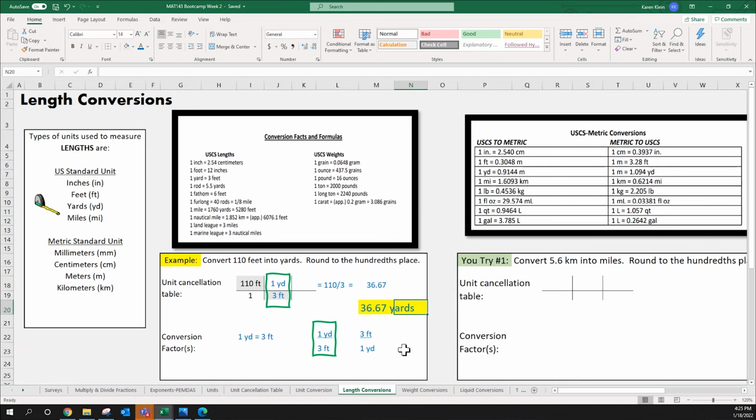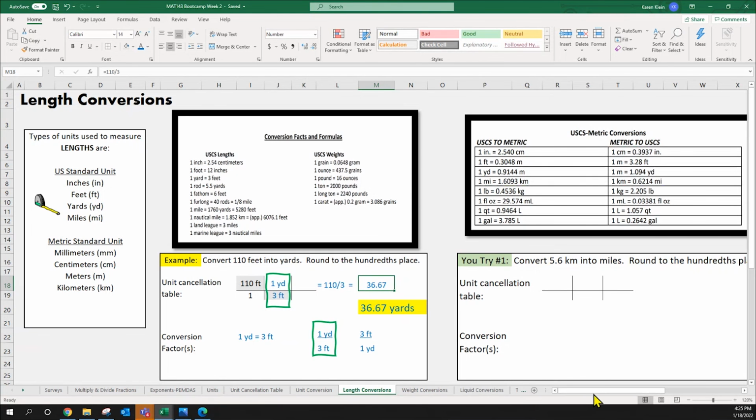Now, because we're actually doing a conversion here, we have numbers attached. So we don't get to mark out the numbers per se, not unless they divide out. So we're left with 110 divided by 3, because 110 is left in the numerator, 3 is in the denominator. So I just divided that out and that gave me 36.67 if rounded to the hundredths place. So 110 feet is equivalent to 36.67 yards.